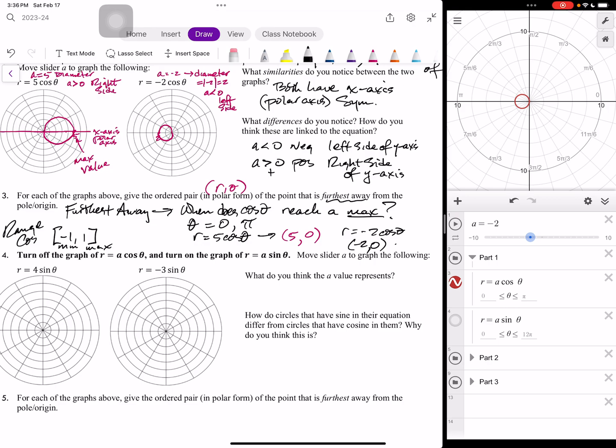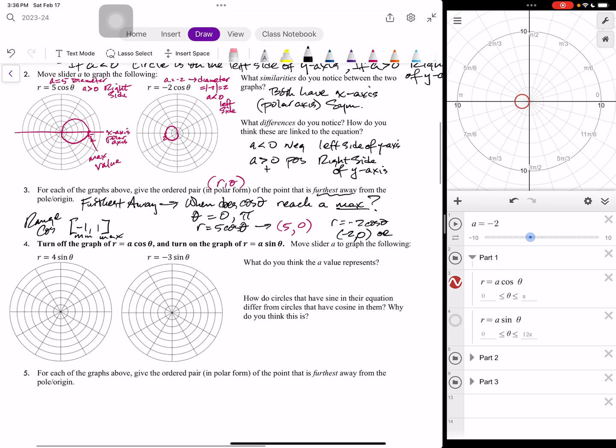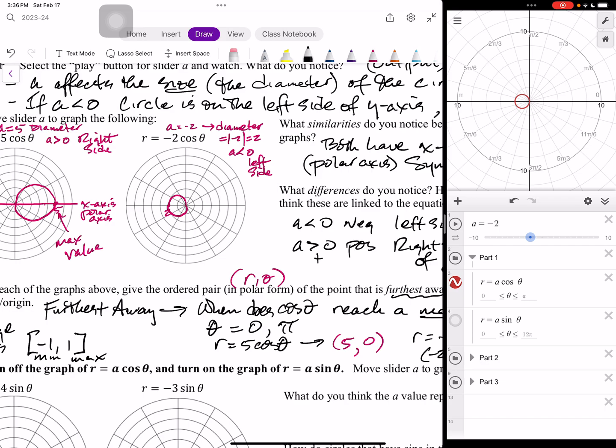Or if you put in pi, let's put in pi just for funsies here. Put in pi for theta. Remember, it's r comma theta, so theta is the second coordinate. Cosine theta is -1, and guess what? -1 times -2 is 2. So 2 comma pi. If you go out 2 units to the right and then rotate pi radians, you end up right there, at that point. That's 2 comma pi radians, or you can say -2 comma 0. Whereas the other one on the first circle is just your 5 comma 0.